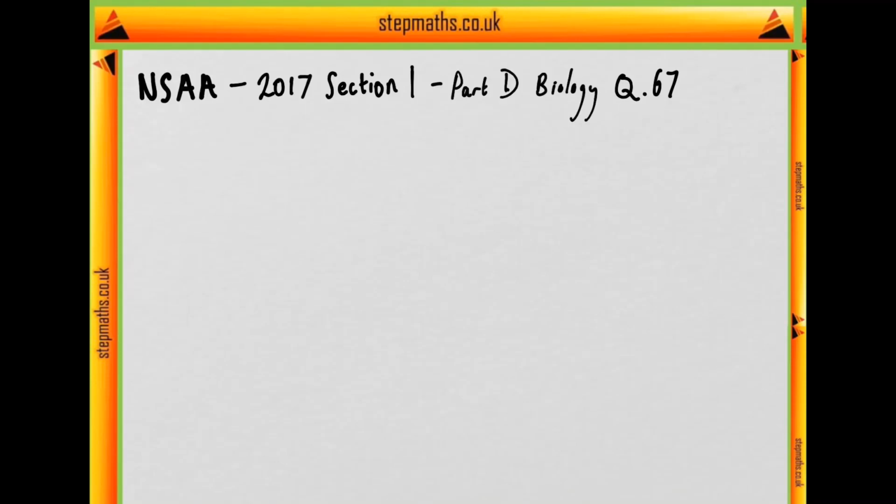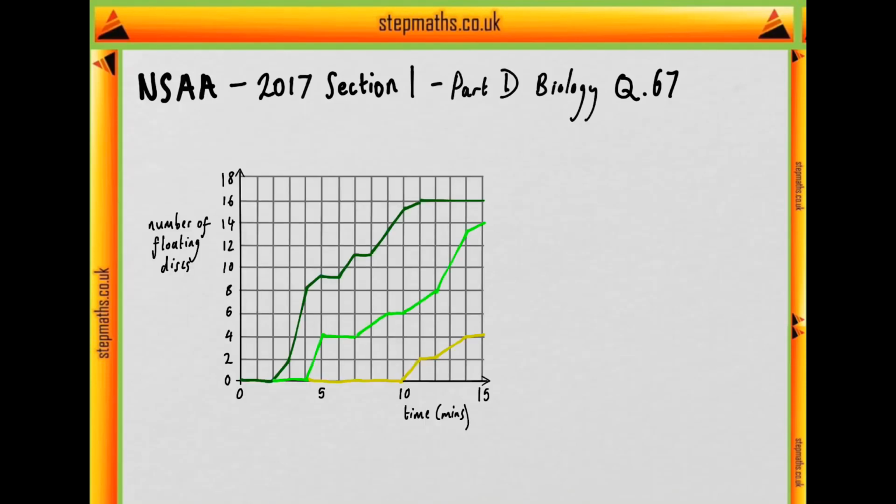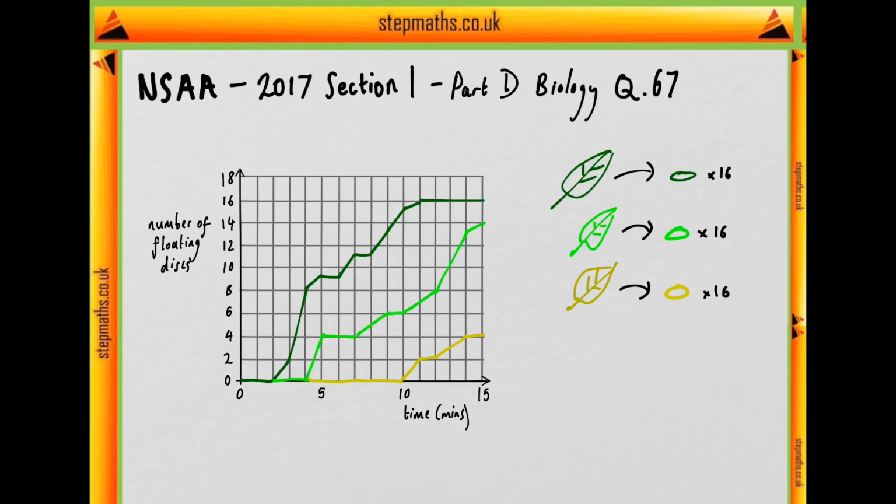In question 67 we're given the following graph, which has 3 lines which we're told represent light green, dark green and yellow leaves which are collected and have 16 1 centimetre discs cut out of them. We're told then that these discs of leaves are exposed to sodium hydrogen carbonate solution, which removes the air spaces in the leaf. We can bear that in mind. We're also told that the sodium hydrogen carbonate is a source of carbon dioxide.